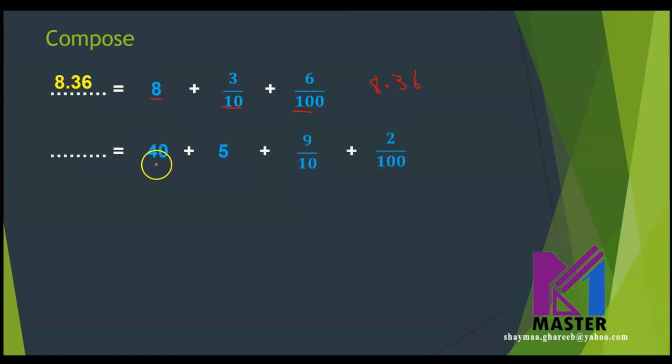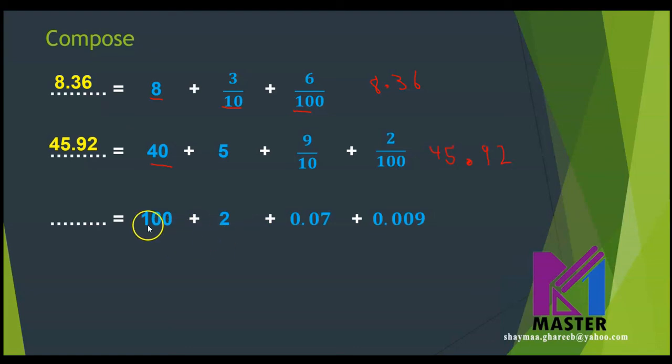The second one, I have 40, which is 4 tenths, and 5, which is 5 units or ones, 9 tenths, and 2 hundredths. So the 4 will be in the tens place, and the 5 will be in the ones or in the units place, then a decimal point to start the decimal part, 9 in the first place, which is the tenths, and 2 in the second place, which is the hundredths. So my number will be 45.92 or 45 and 92 hundredths.